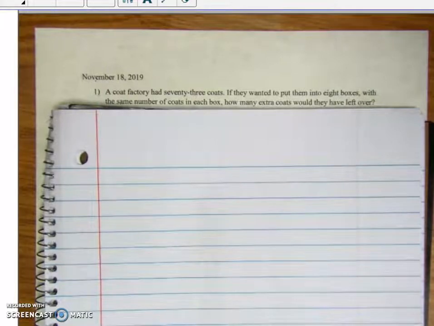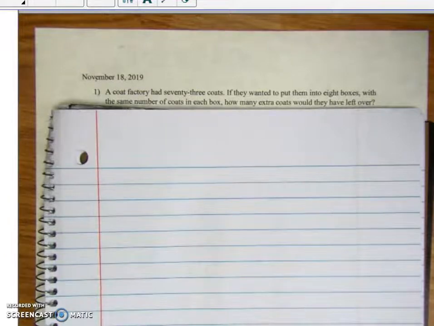All right, so we're going to look at this problem using the division strategies from the video we just watched. This one says a coat factory has 73 coats. If they wanted to put them into 8 boxes with the same number of coats in each box, how many extra coats would they have left over?